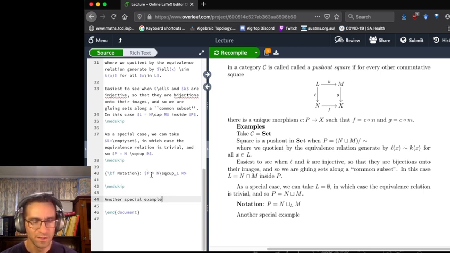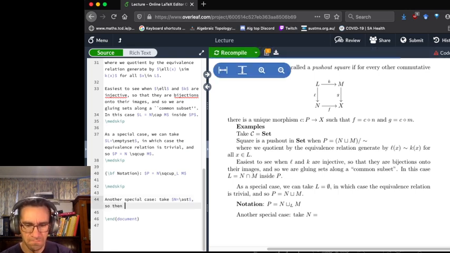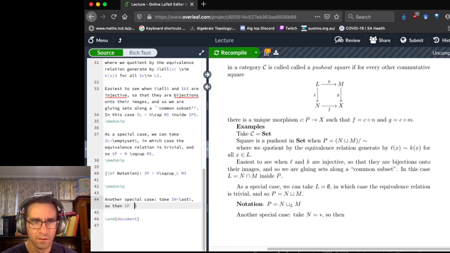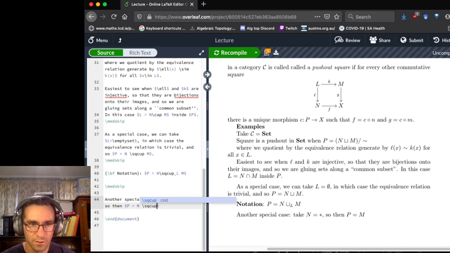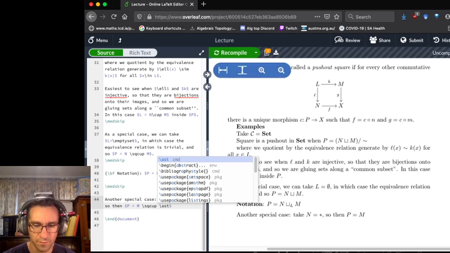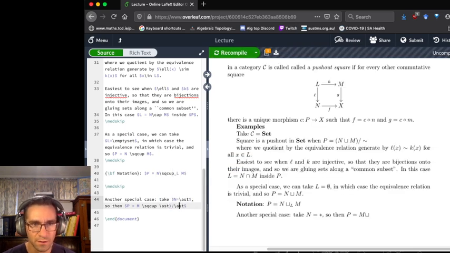Cool. Another special example is if a special case: you take N equal to a single point, a single element set. So then P is M square cup a single point.